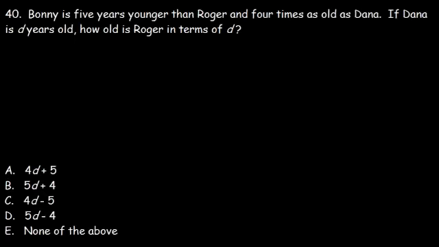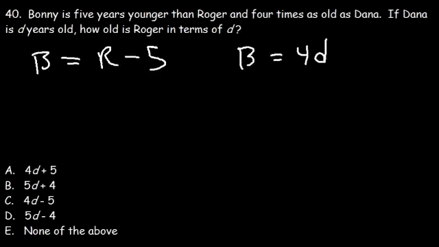So therefore, Bonnie is Roger's age, but minus 5. So if Roger's like 40, Bonnie would be 35. 40 minus 5 is 35. So therefore, Bonnie would be 5 years younger than Roger if Bonnie was 35 and Roger was 40. Now, Bonnie is 4 times as old as Dana, so B equals 4D. So if Dana's like 8, 4 times 8 is 32, Bonnie would be 32.